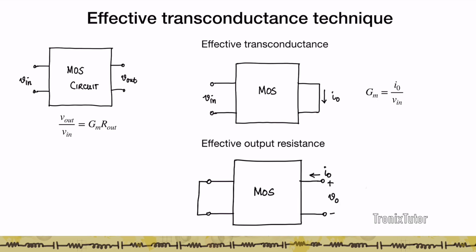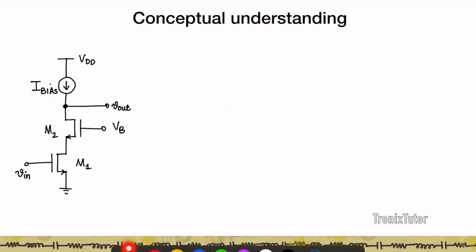Similarly, to calculate the effective output resistance, you short the input, you apply a voltage at the output, and you measure the output current. Rout is given essentially by Vout by Iout. So any MOS circuit can be analyzed by this technique directly to find the small signal gain. Now if you look at our cascode circuit again, let's see what's happening here.